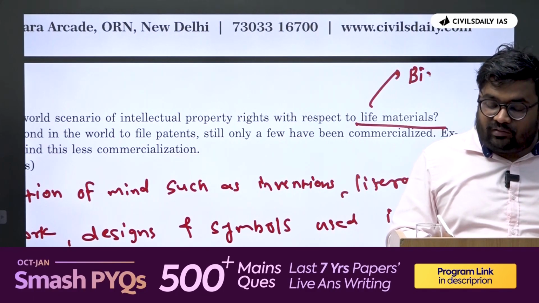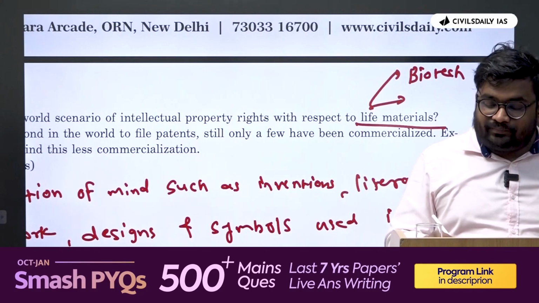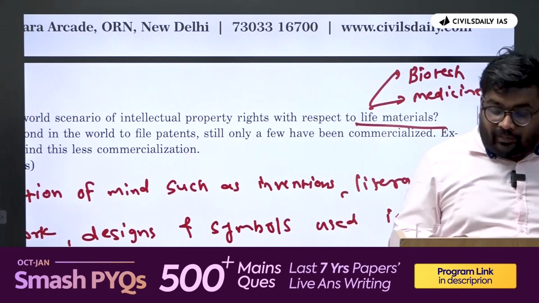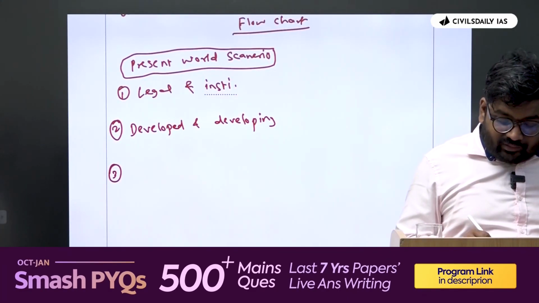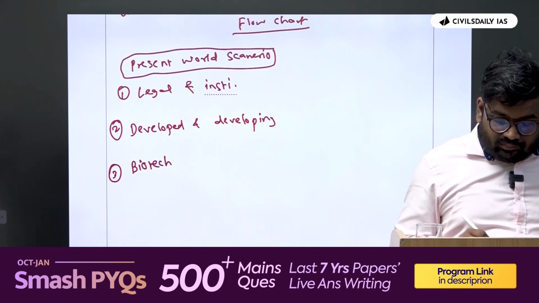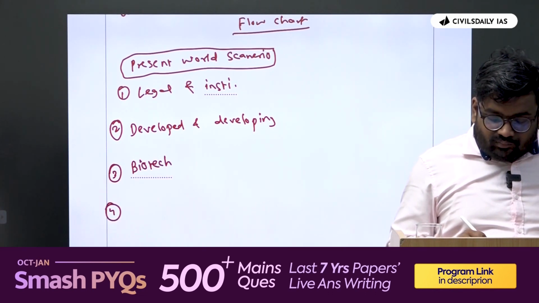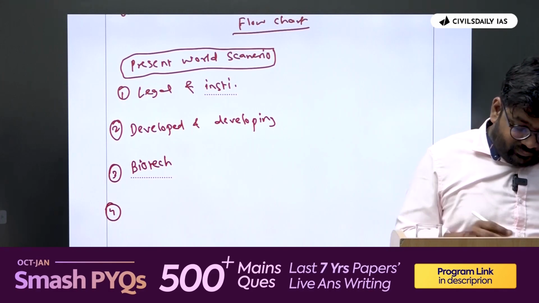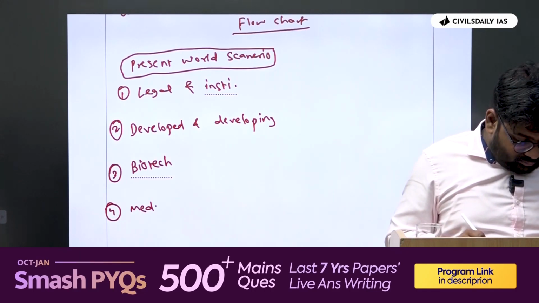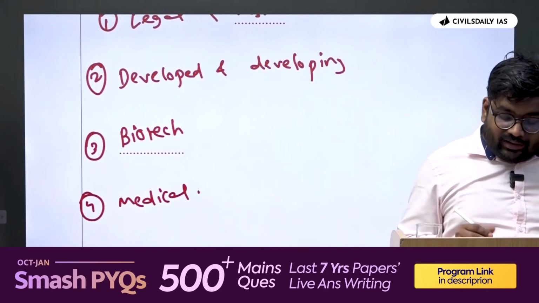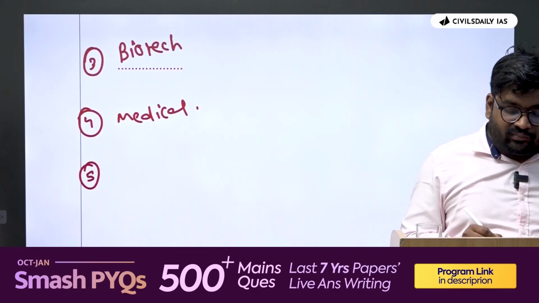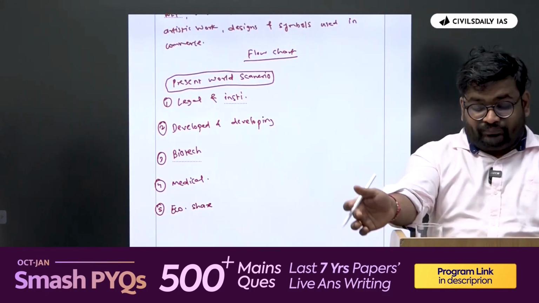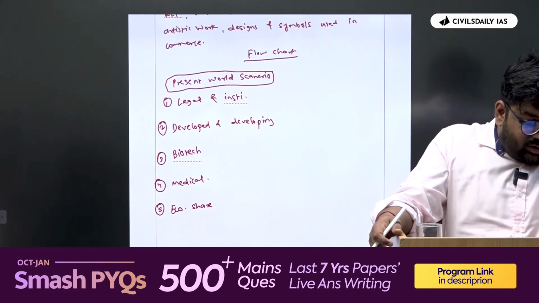So sectors, biotech and medicine. Then you make those two your headings, pharma or medical. And the last one is the economic share.